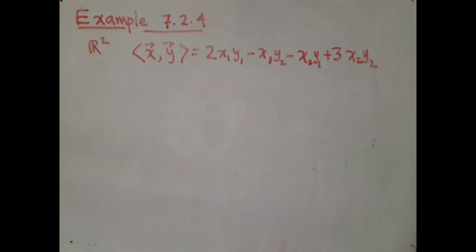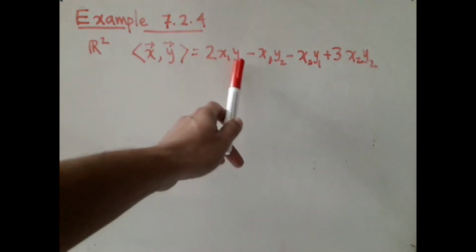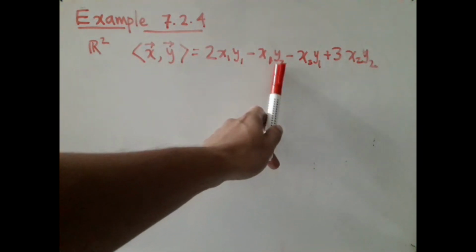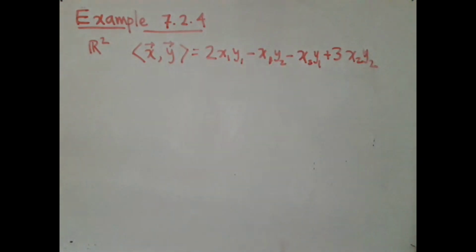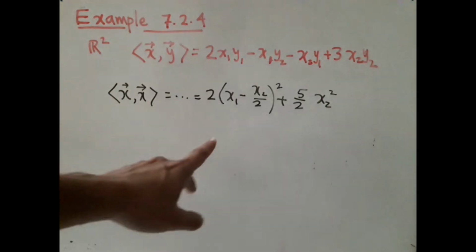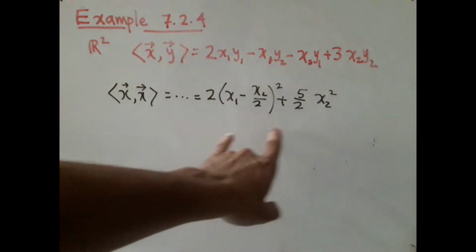This next example is more non-trivial. Now, checking the three properties of inner product is quite straightforward. First of all, if x and y are swapped, then this remains the same because you can see x1 y1 remains the same, x2 y2 remains the same, and x1 y2 becomes x2 y1, and both of them occur with the same coefficient, so that also remains the same. Now, property 2 is also easy to check.